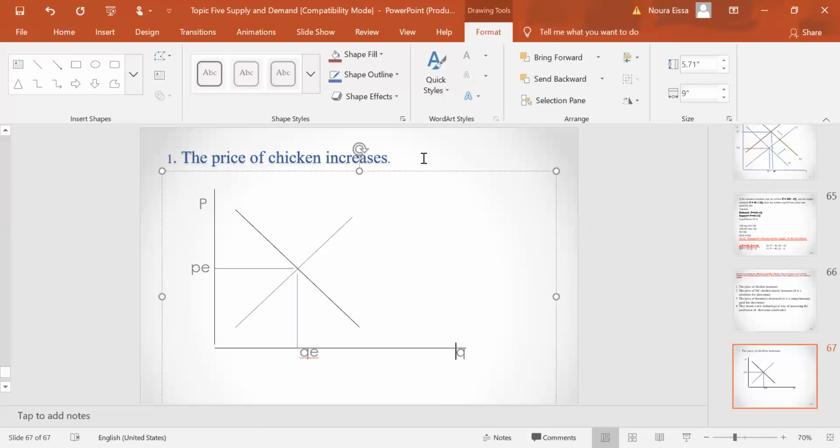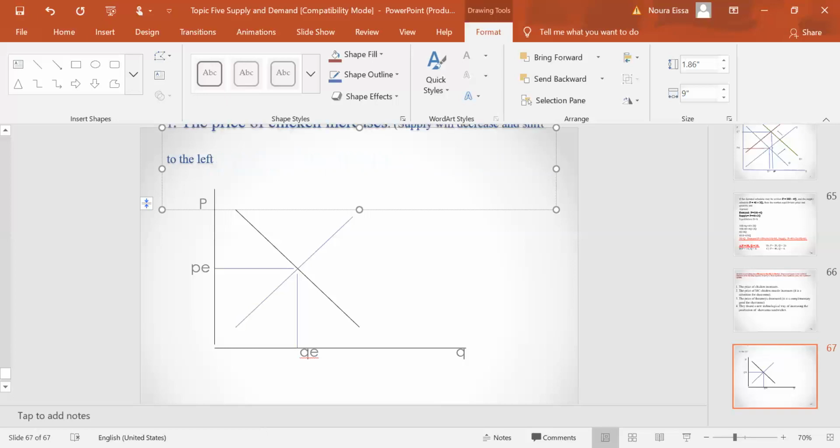Okay, so will you supply more or less shawarmas? You will supply less. So your supply will shift where? To the left. Supply will decrease and shift to the left.